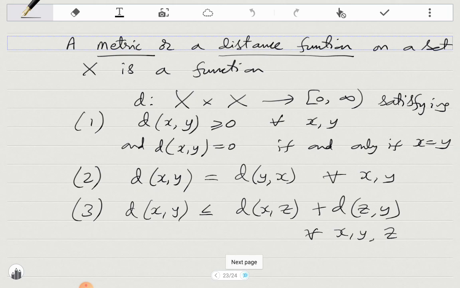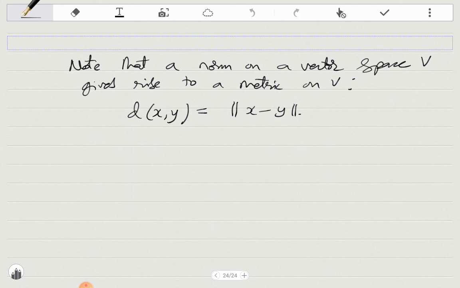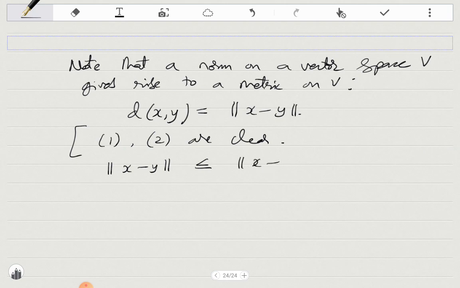One and two are clear. As for the triangle inequality, what one wants to check is norm of x minus y. Is it less than or equal to norm of x minus z plus norm of z minus y? So we want this.